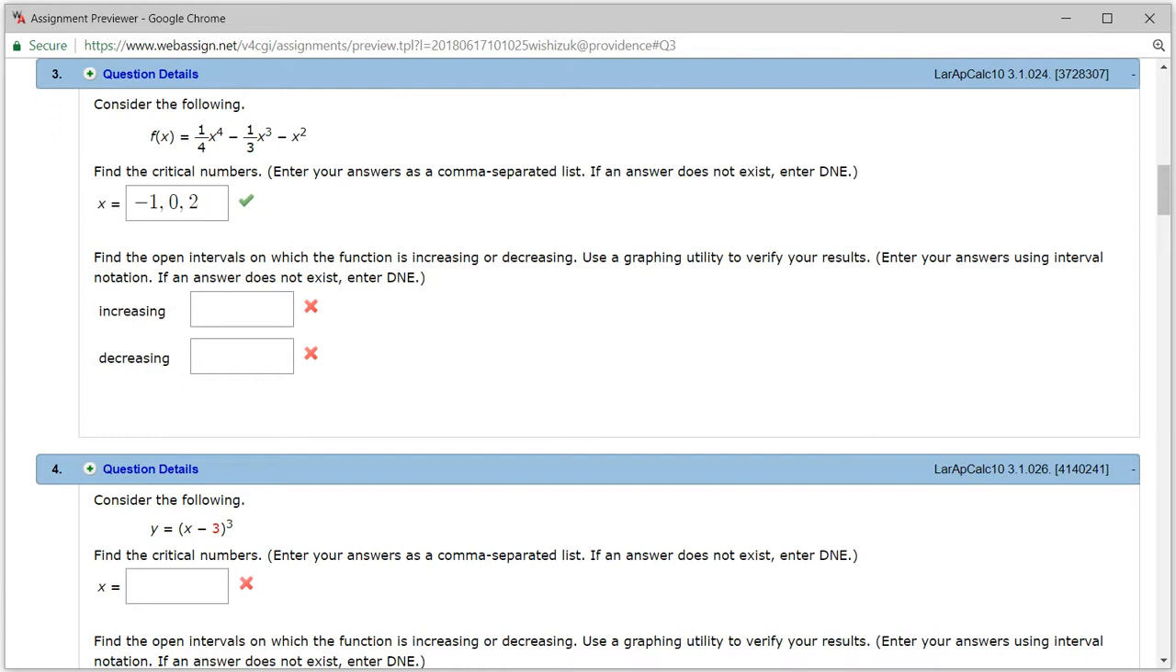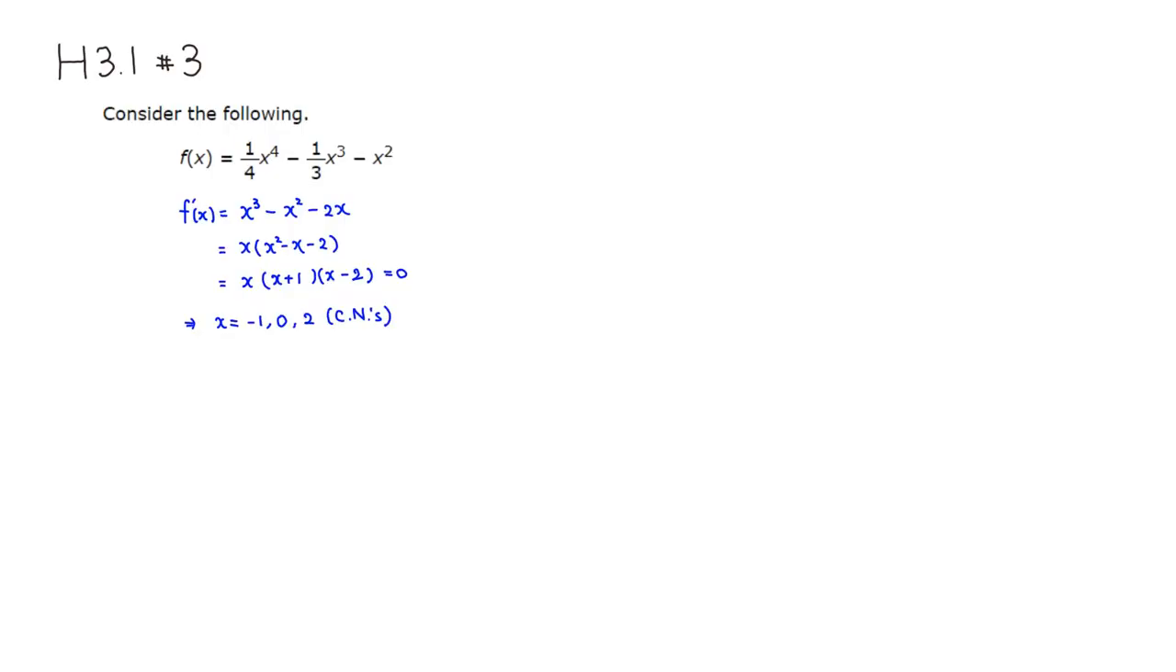And we want to find the open intervals on which the function is increasing or decreasing. So let's do that. I'm going to do a number line. So here's a number line. Then I'm going to put 3 tick marks. So this is negative 1 and 0 and 2. Then we're going to just look at the sign of the derivative.